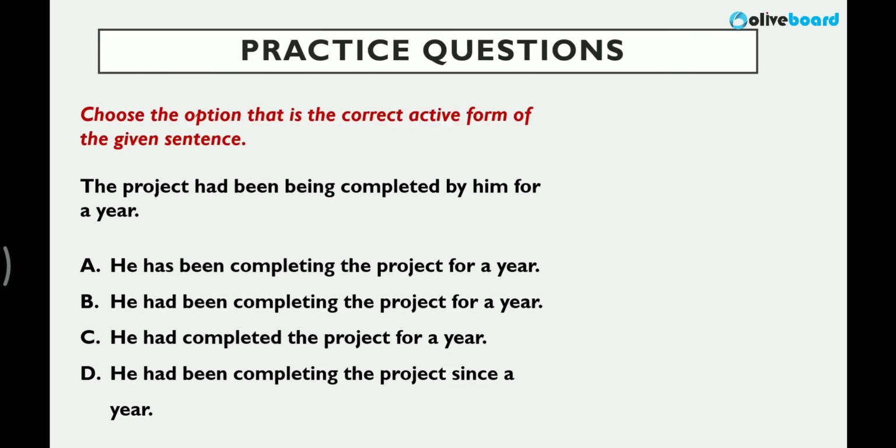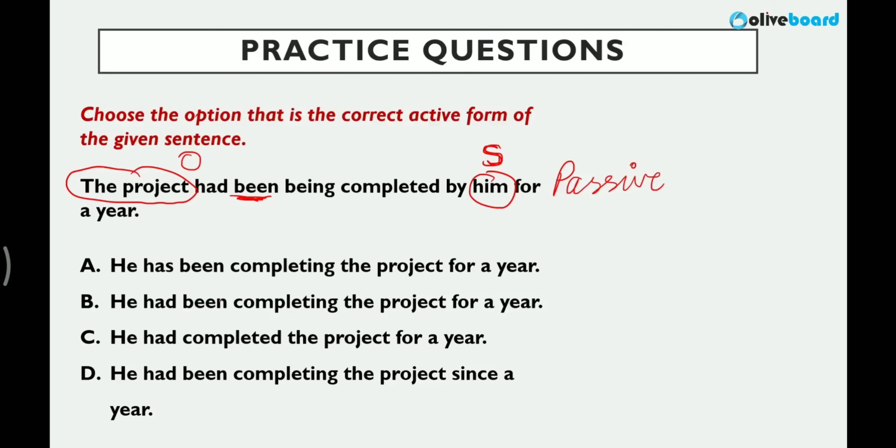Next question. The project had been being completed by him for a year. Sentence is in passive, very clear. Now let's see the structure. The project is the object, right? Him is the subject here, right? So which means this is in passive and we have to convert it into active. He had been completing the project for a year.